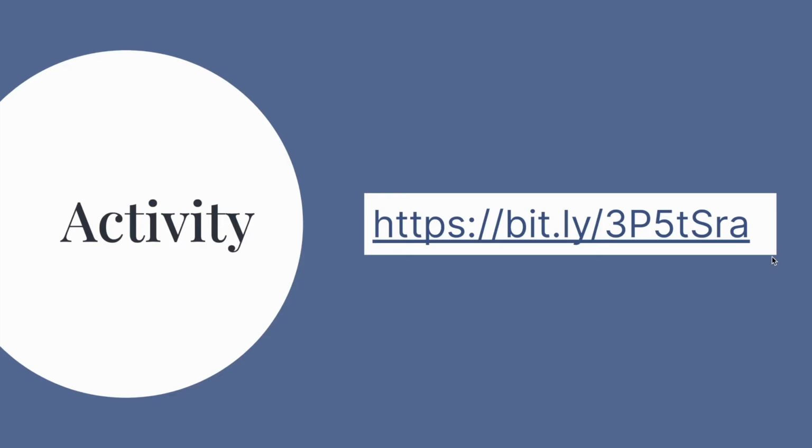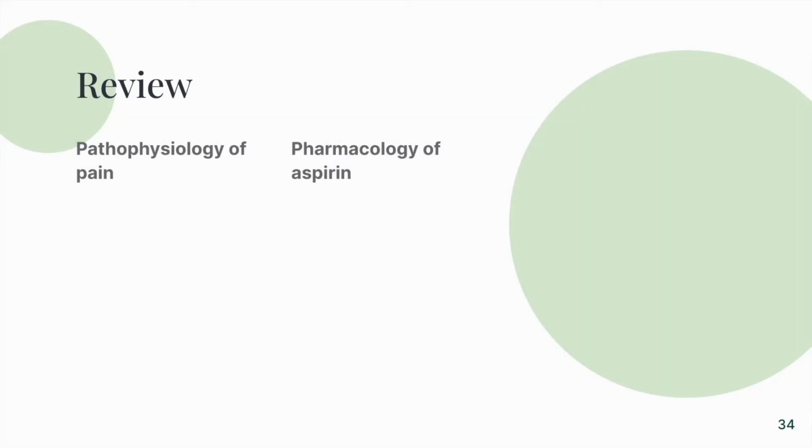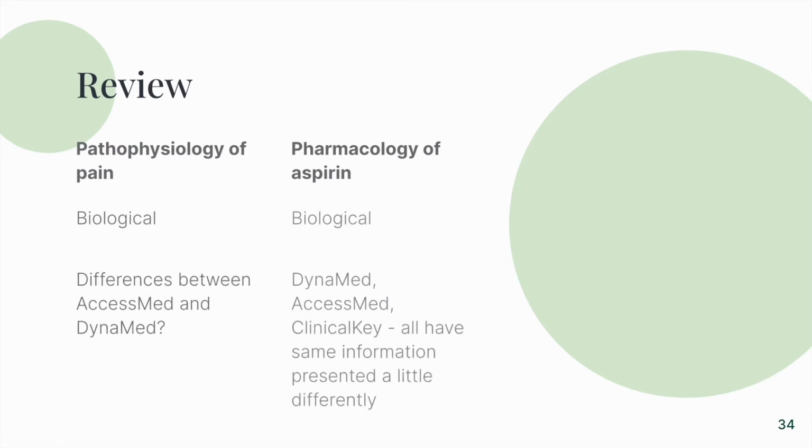This is our activity that we did in class. Feel free to take a look at it. But basically, we walk you through some sample learning issues and ask you to think about the type of learning issue it is, and then take a peek in some of the different databases. So this is pathophysiology of pain, was the example learning issue. This is a biological type of learning issue, and we have you search in Access Medicine and Dynamed.